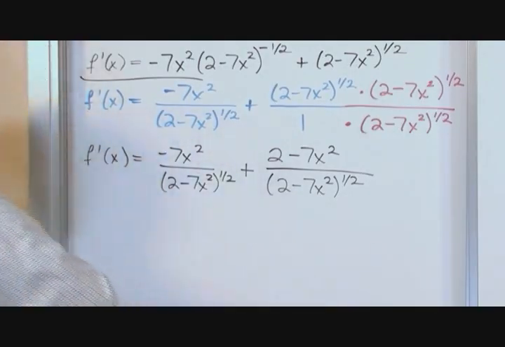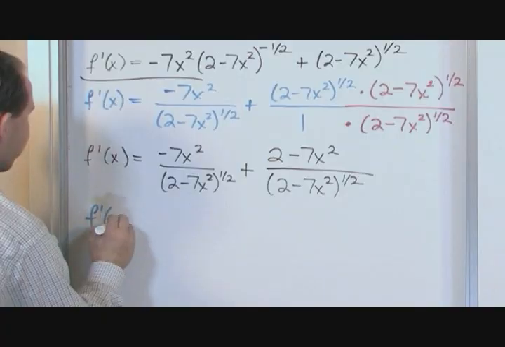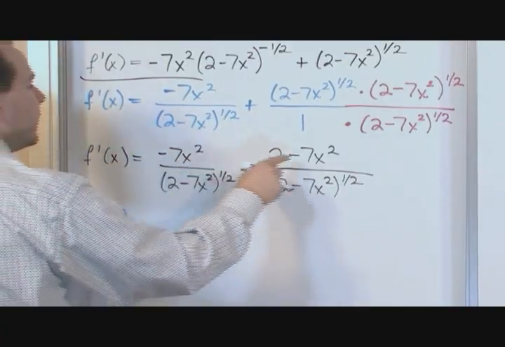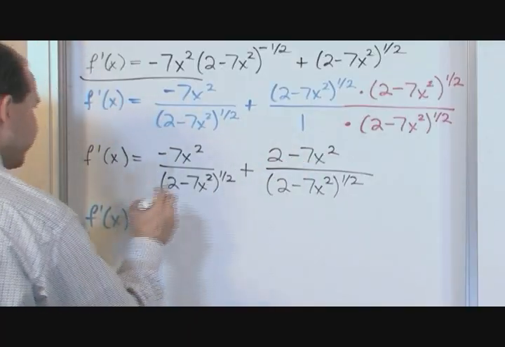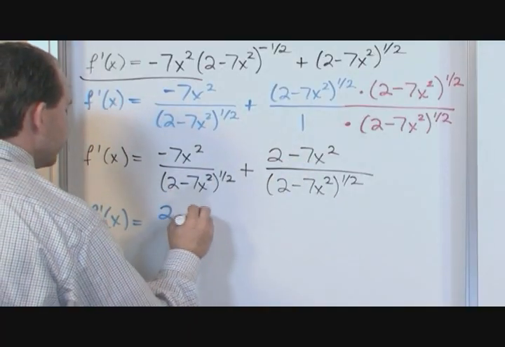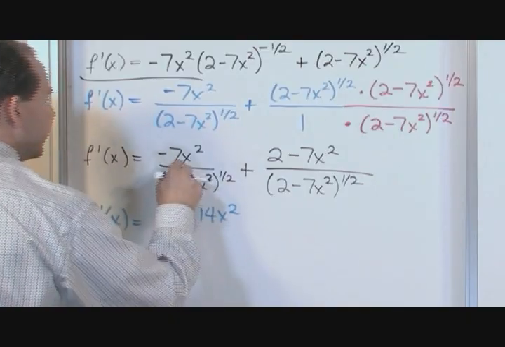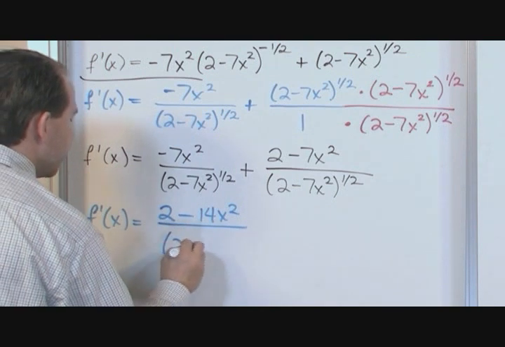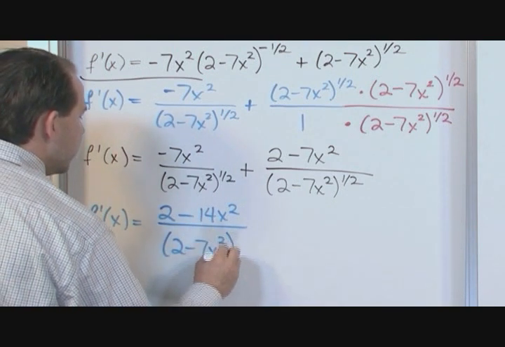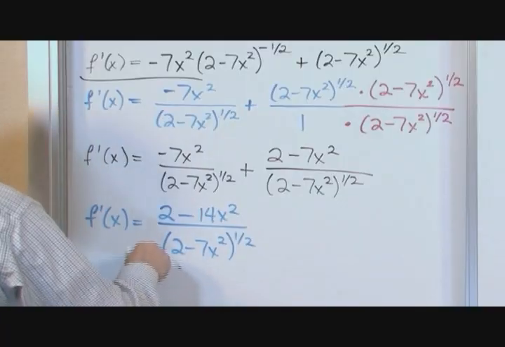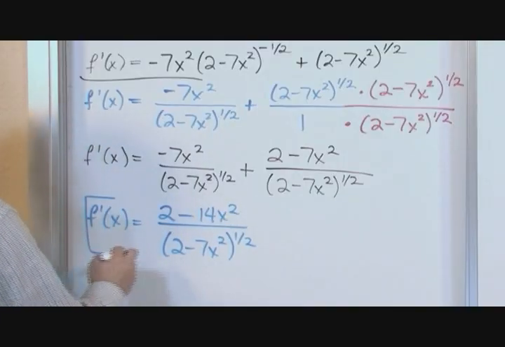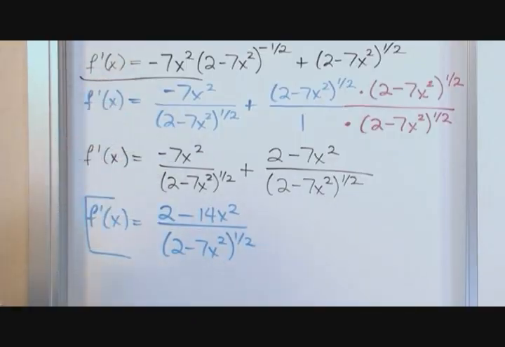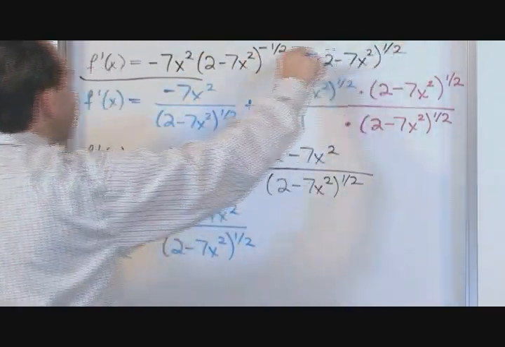So let's go ahead and add these two fractions, f prime of x. Notice that when we add this to this, we have 7x squared and negative 7x squared. So what we're going to have is, let's put the 2 out in front, minus 14x squared, because these are simply added together. On the bottom, we keep the same common denominator, 2 minus 7x squared to the 1/2. Now you could write the bottom as a radical if you prefer, but ultimately this is the answer. So this is pretty significantly more simplified than what we have up here. But this is the derivative. You could leave it just like that.